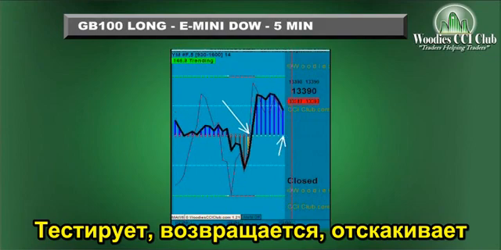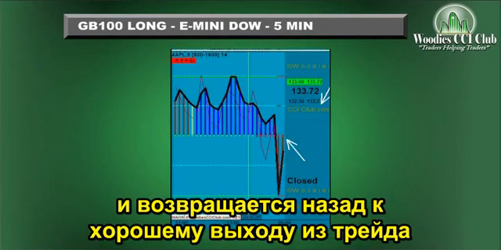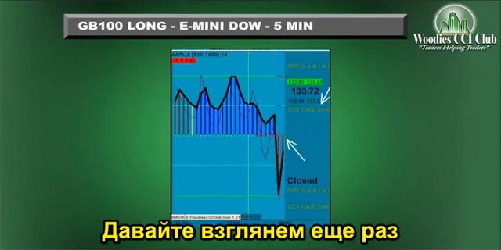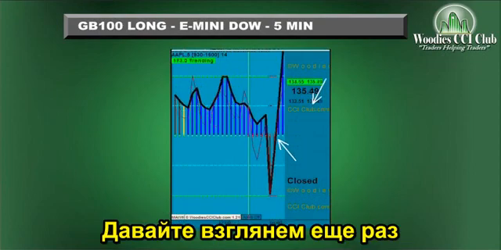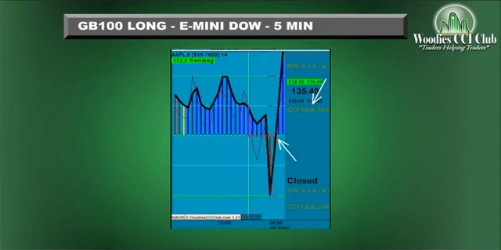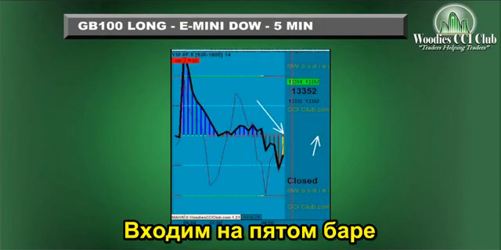Retest of it. Go back, bounce away from it, and come back through, and nice exit on the trade. So let's take a look at that again one more time. Again, this is on the 5th bar.